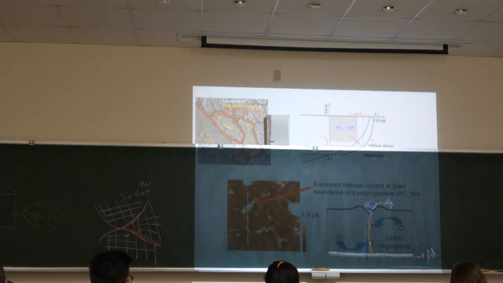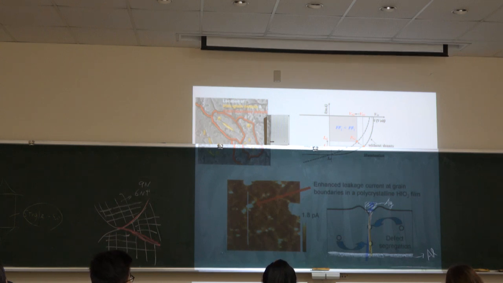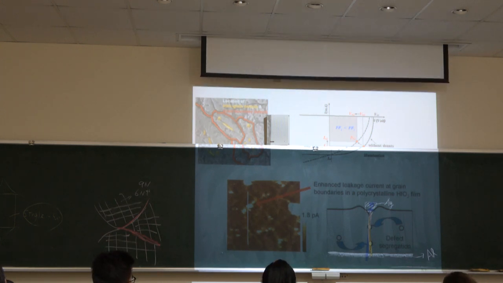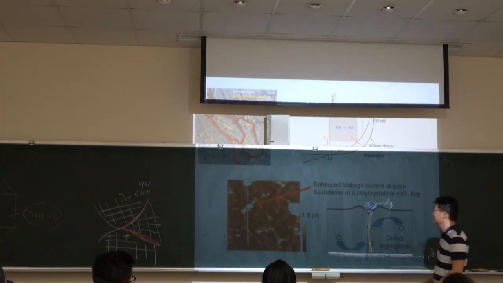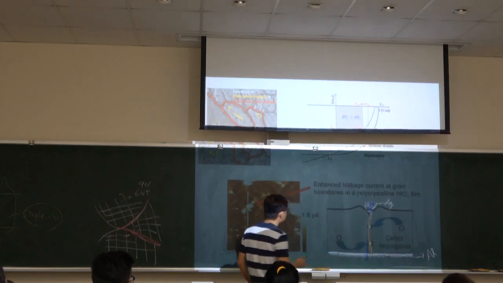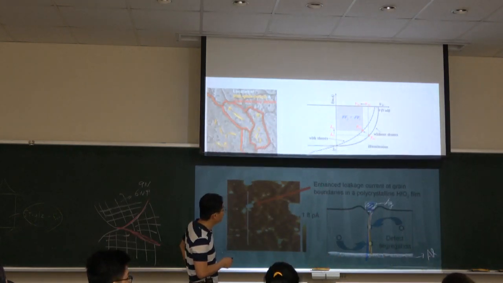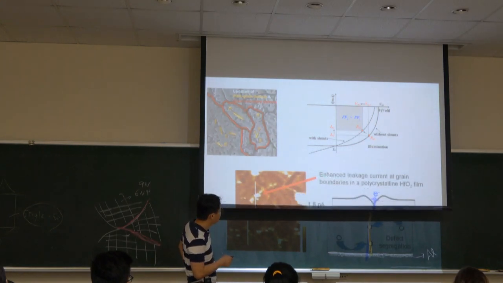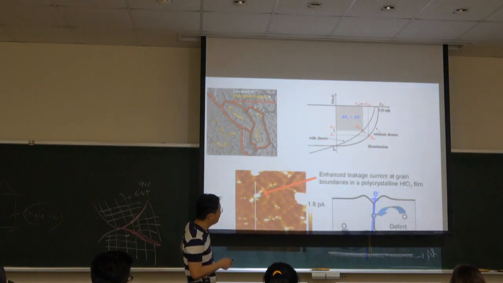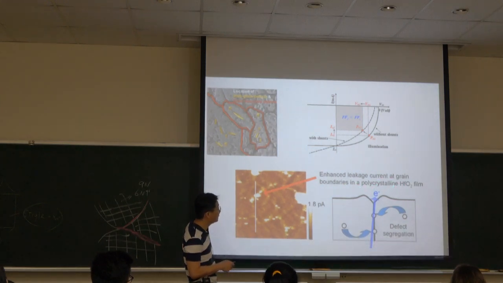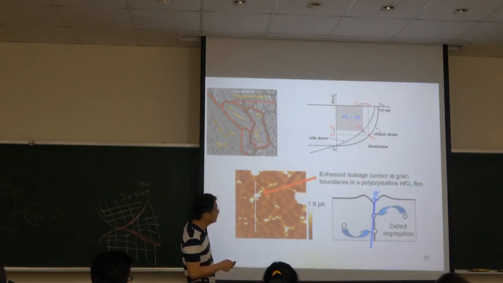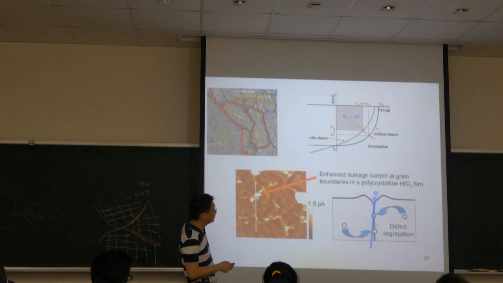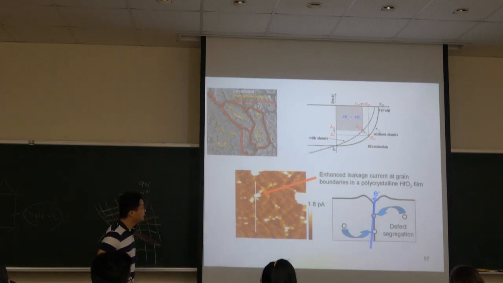So the defect, minimum defect is quite important. You can see, we call this point. This point is the leakage current at the grain boundary in polycrystalline. This is a thin film, polycrystalline HfO oxide. Just take one example to show you.